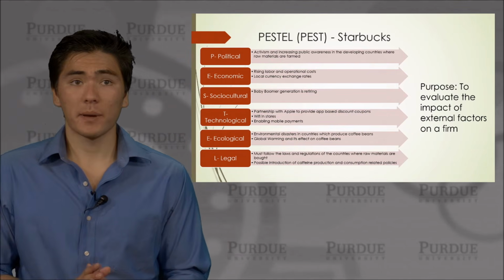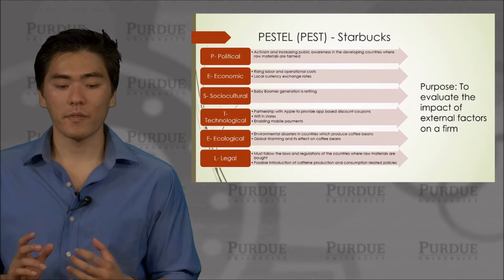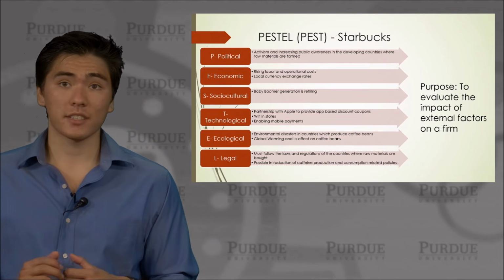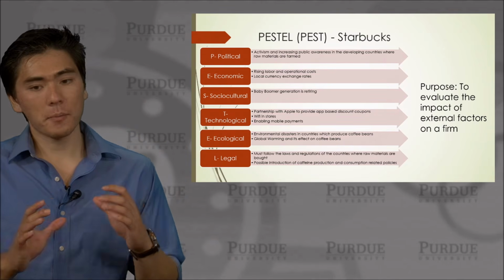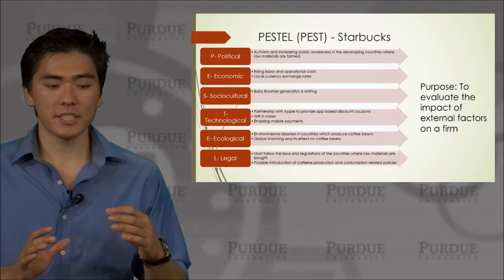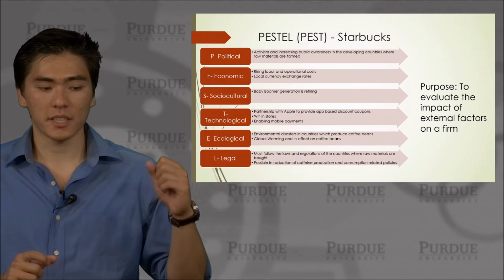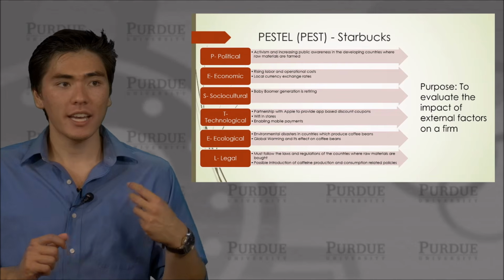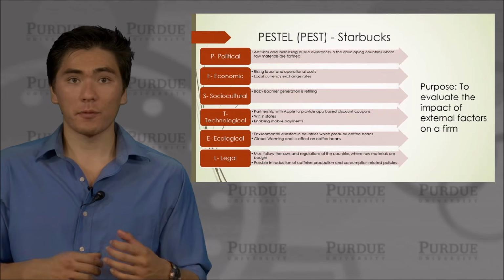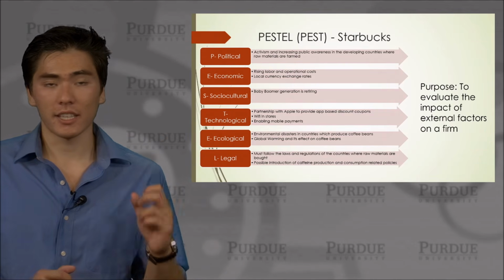The second model is the Pestel model, and the purpose of this is to evaluate the impact of external factors on a firm. Some people want to do a shorter version of this, and you can do PEST instead, which only focuses on political, economic, social, cultural, and technological factors. But for the full model, we also add ecological and legal.